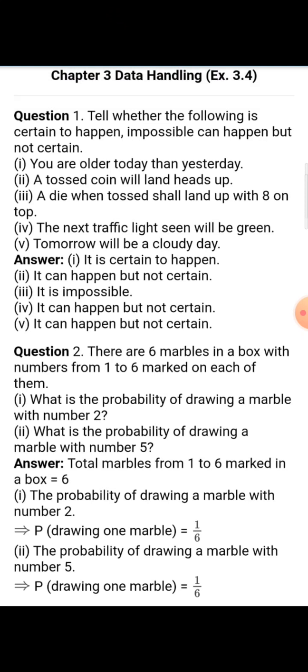Second, what is the probability of drawing a marble with number 5? Again, 5 is also written only once, so the probability of 5 is also 1 upon 6.